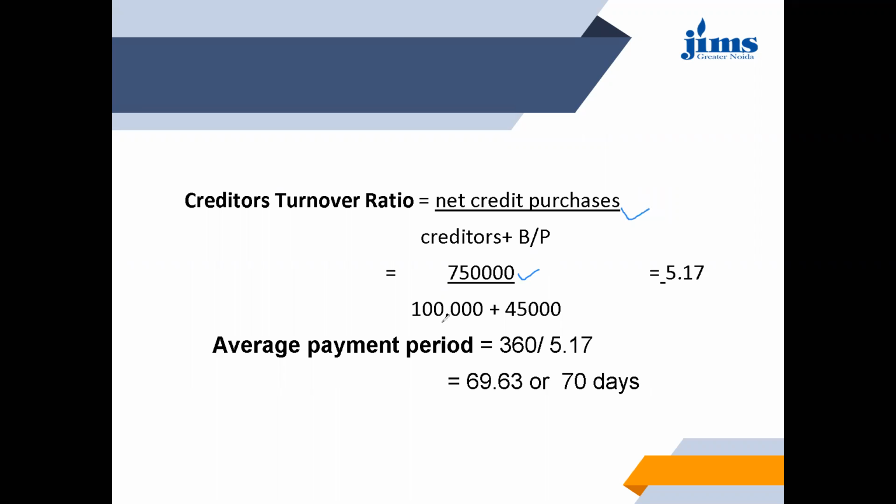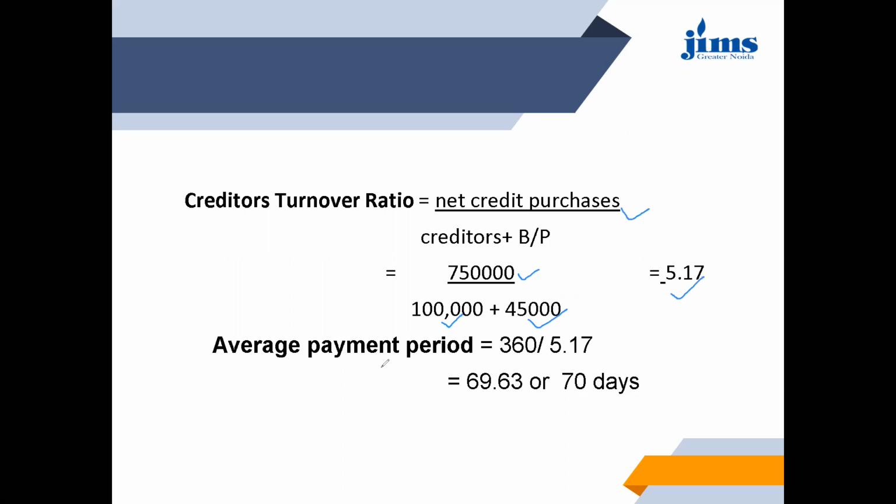So creditors in the balance sheet is given 1 lakh and bills payable as 45,000. Again, the opening closing balance of creditors and bills payable is not given. So we will not take the average of these two. So this comes as 5.17 times.